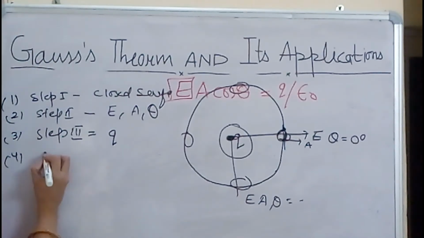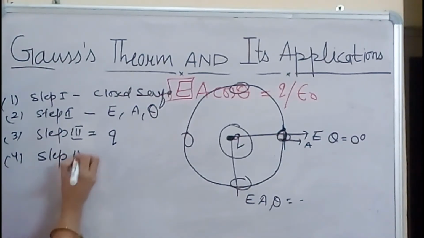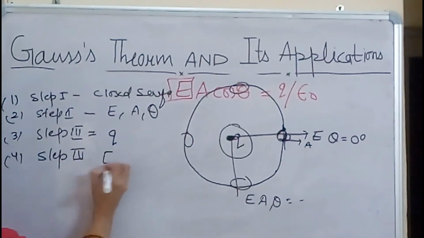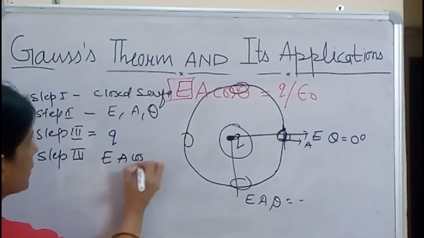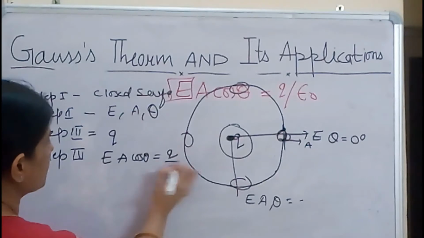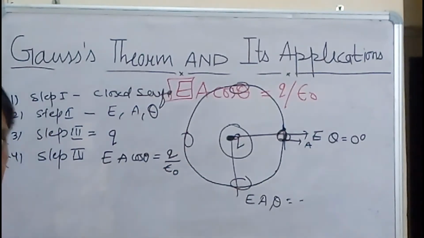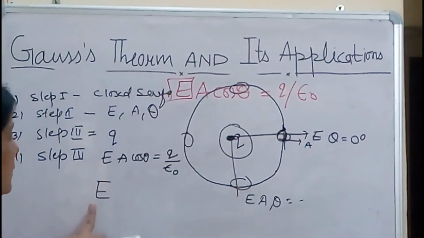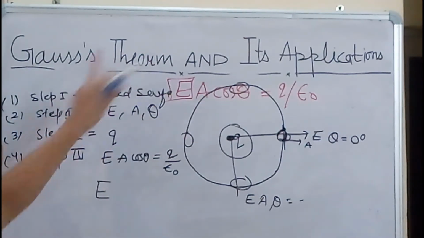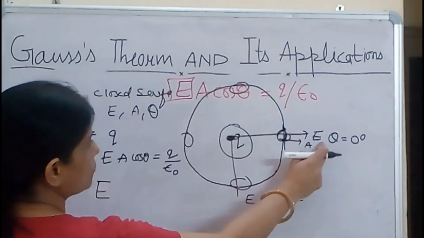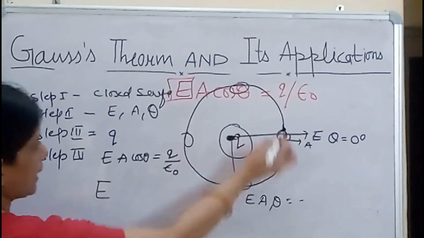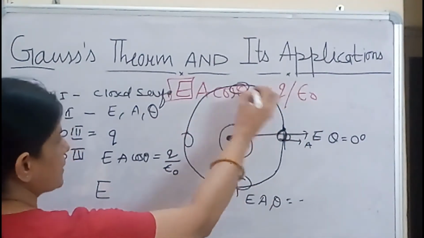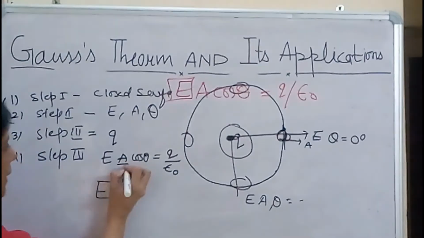Now come to step 4, that is, apply this formula: E A cos theta is equal to Q upon epsilon naught. Isn't it? We have to find the value of E, as we are doing an application of Gauss theorem. This is the Gaussian surface and this is a sphere. So what is the area vector? What is the surface area of this sphere?